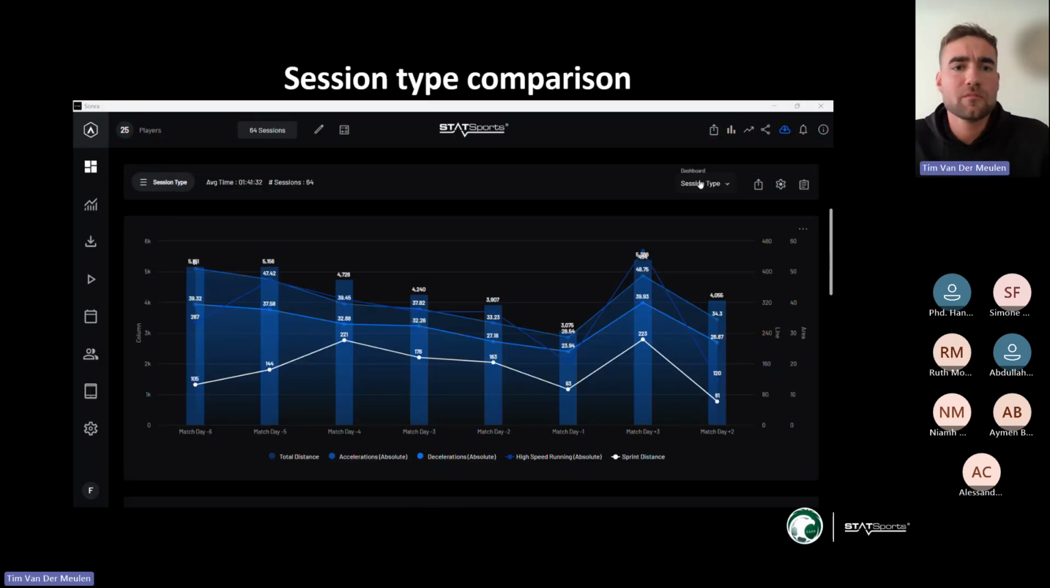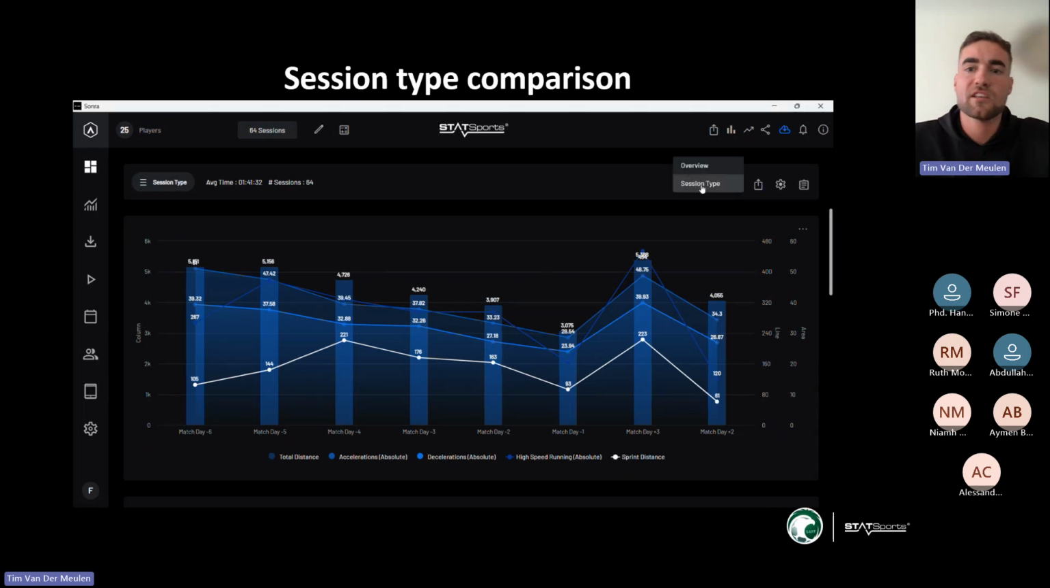If I then move on to the session type comparison within the session type dashboard, this is basically an example of focusing within that specific microcycle. For this example, I've selected 64 different training sessions from Al Ettifaq with regards to the different session types from matchday -6 up until matchday -1, and also for matchday +3 and matchday +2.